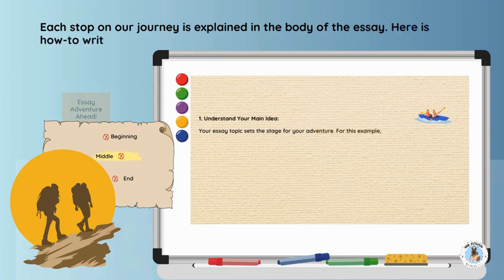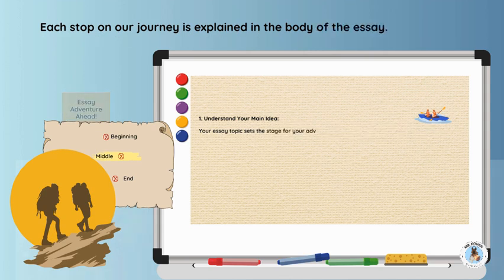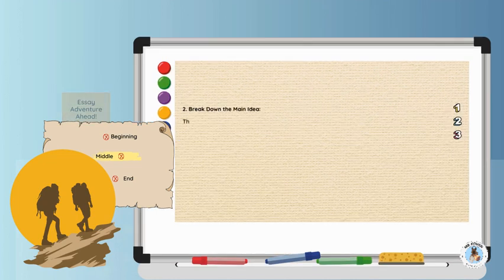1. Understand your main idea. Your essay topic sets the stage for your adventure. For this example, our adventure is titled A Kayak Journey Down the River.